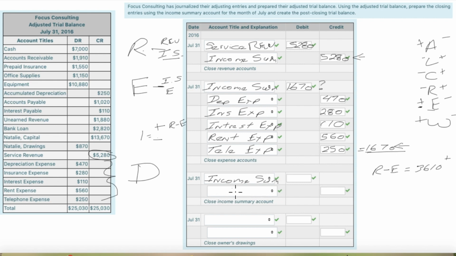And what's the other one that we use? Capital, because it gets adjusted, right? Because we've made more money, we actually own more of the business now. So if we look at the income summary now is 3610, because if we own more, it increases on the right hand side, right? But we need to balance it out using the income summary. 3610. All right. And the last one is drawings.